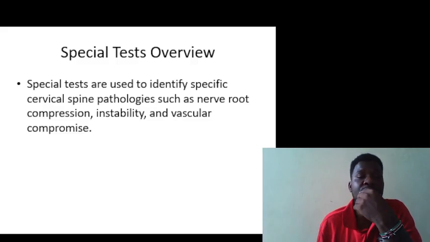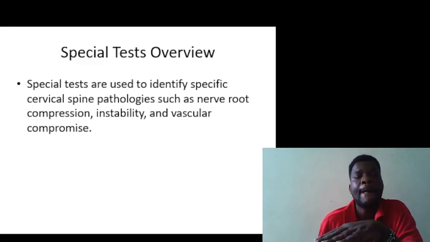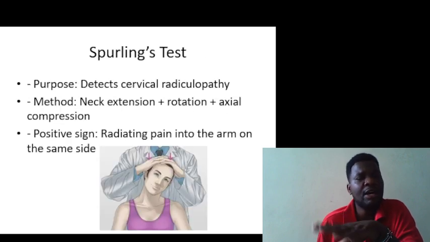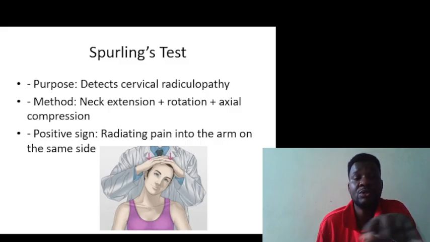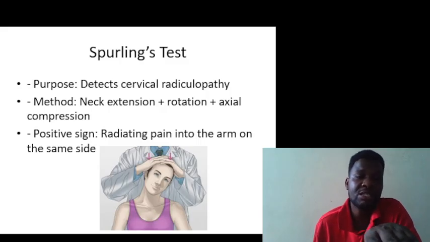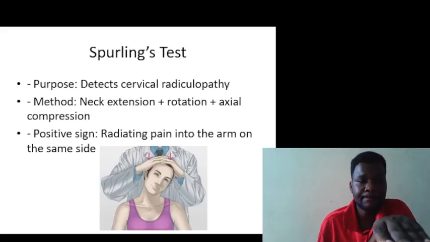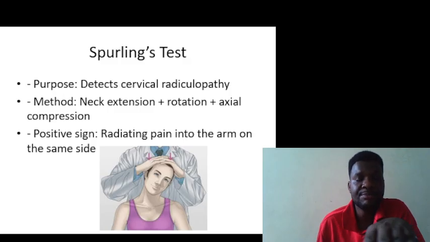Special test overview: we have a lot of special tests to check the deformities, to come to a conclusion that this patient is suffering from this condition. Maybe it is a fracture, maybe it is nerve root compression. In special testing we have a lot, but here we are just selecting a few, like Spurling's test. This is to detect cervical radiculopathy. As you can see from the methods in this image, the positive sign is radiating pain into the arm on the same side. That is a positive sign for Spurling's test.